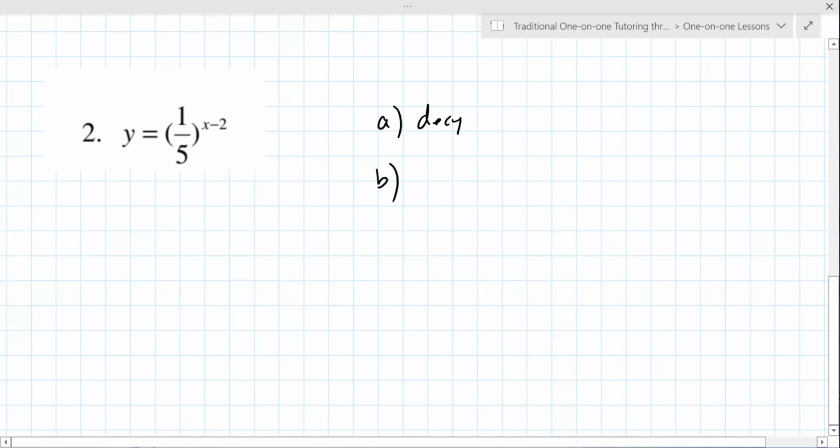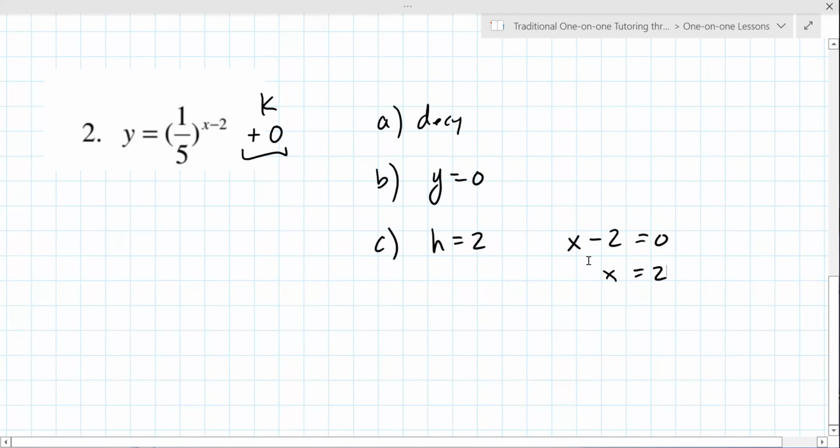B is what is the asymptote? So there's no number being added over here, and that's your K now. So it's y equals 0. Your H is 2 this time. It's 2 because you said x minus 2 equal to 0. And well, that's one way to do it, but it's right too. This is how I do it, but your instructor said to line it up. That's maybe the best way for you to be consistent with class.